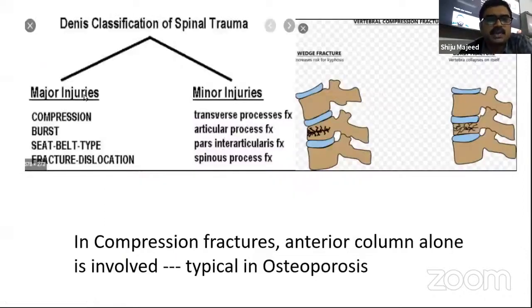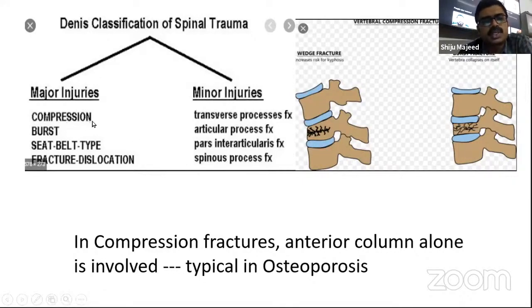Now, Dennis further divided any spinal trauma into a major injury and a minor injury. Minor injuries are the fractures of the transverse process, articular process, pars interarticularis, pedicles, spinous process, all these posterior parts. These are known as minor injuries. Now, the major injuries are divided into 4 types.